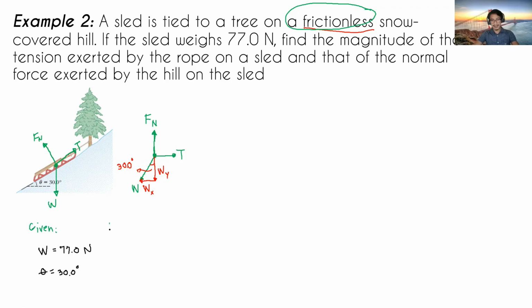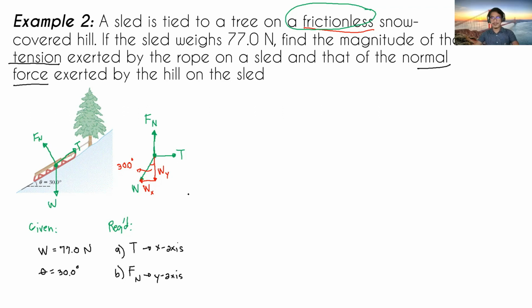So let us identify the required variables in this problem. For letter A, we are looking for the magnitude of the tension. And tension is along the x-axis. For letter B, we want the normal force, Fn. What axis is Fn directed along? It is along the y-axis.